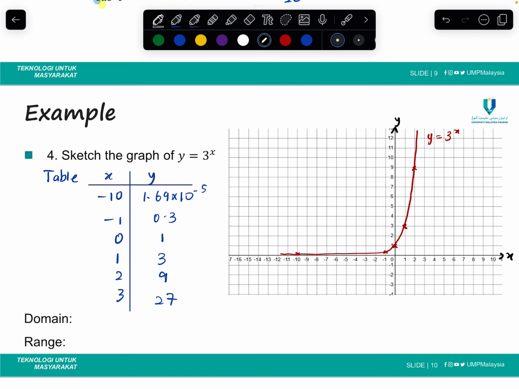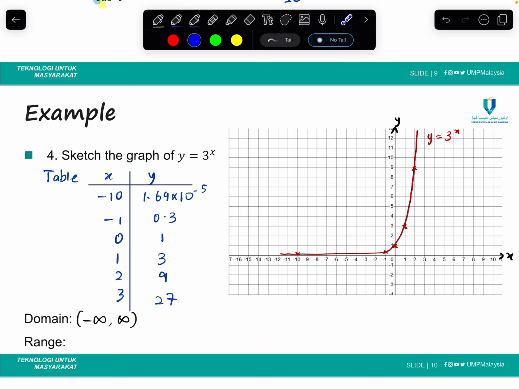Next, we want to answer the domain. The domain is the value of x. The curve can be extended to the left and to the right. So the minimum value of x can be negative infinity and the maximum of x can be infinity. So that is the answer for the domain.